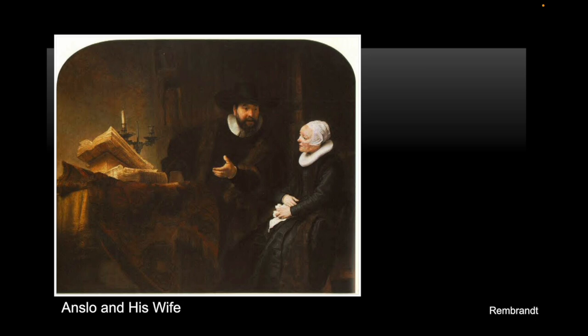Rembrandt was inspired to show Anslo speaking intently to his wife, most likely about the Bible that is open on the table in front of him. The Bible dominates half the canvas, and there's strong lighting, so you could tell that this is the important thing in the painting. This is called a double portrait with two people. Most people could not afford a double portrait. A large painting like this required a large room with high ceilings.